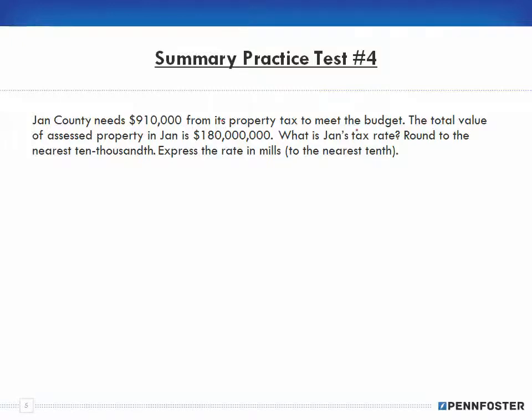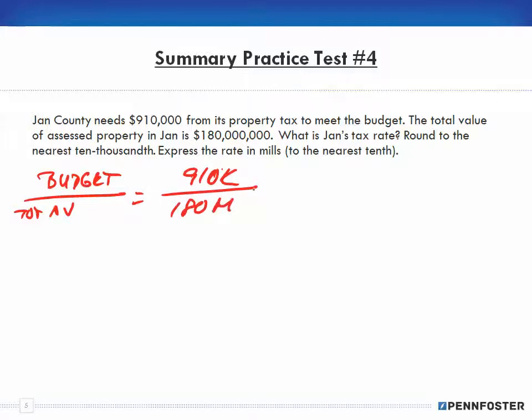All right, so we were looking at problem number 4, which said Jan County needs 910,000 from its property tax to meet the budget. The total value of assessed property is 180 million. So what is Jan's tax rate? Remember, to get the tax rate, we have the budget over the total assessed value. So in this case it's 910,000 over 180 million. We divide one by the other, and that gives us the tax rate of 0.0051.